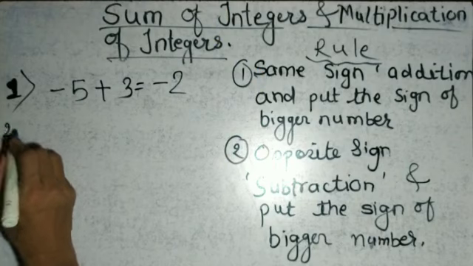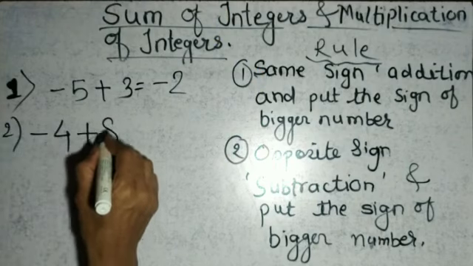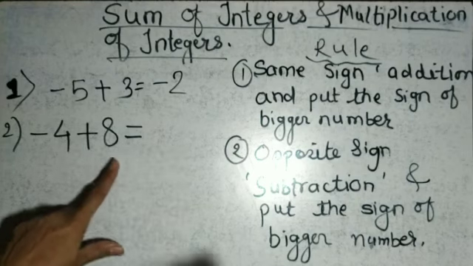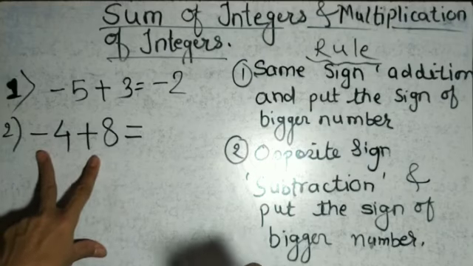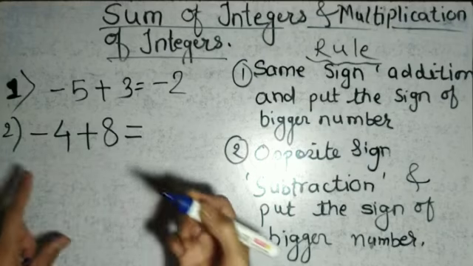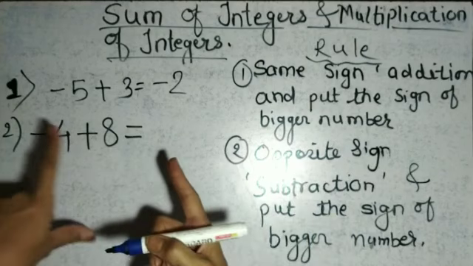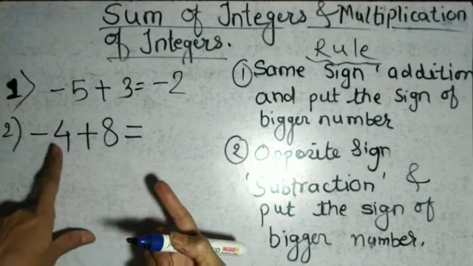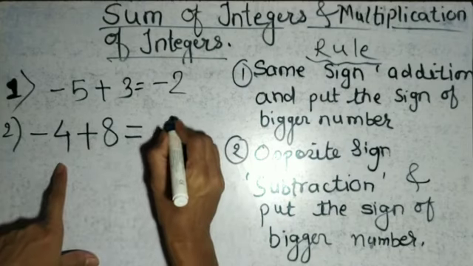Now we will take the second example. -4 plus 8. Now how will you solve this example? Here also the opposite sign is there. When -4 plus 8 is there, we have to do the subtraction. Opposite sign, subtraction. So 8 minus 4 we have to do. We cannot do 4 minus 8, so we have to subtract 4 from 8. 8 minus 4 will be 4.